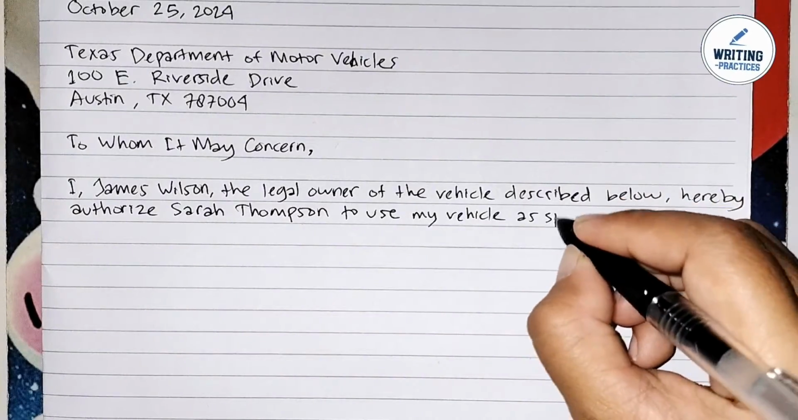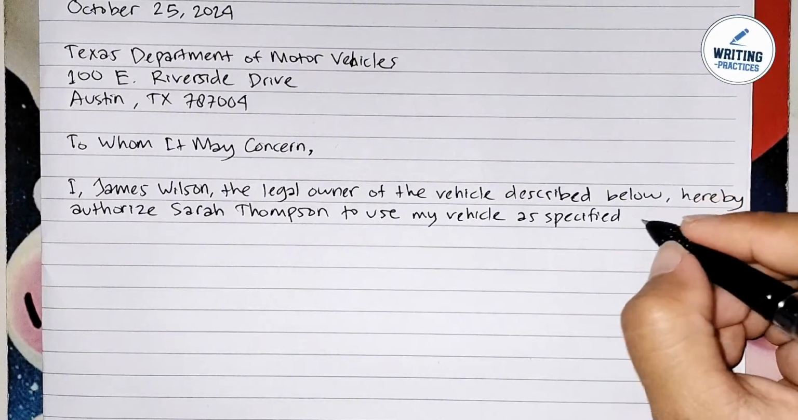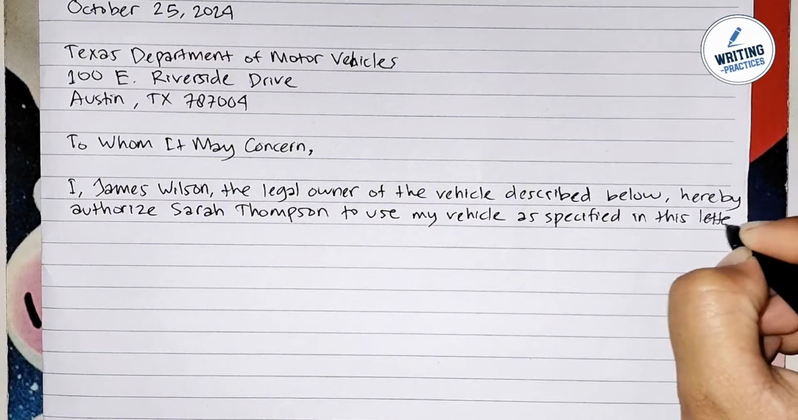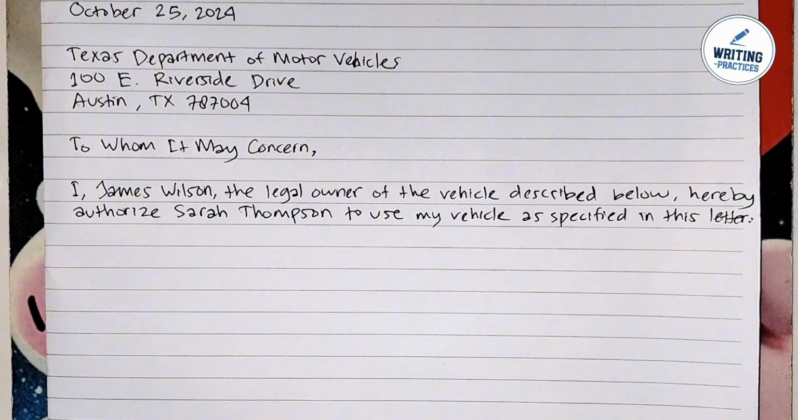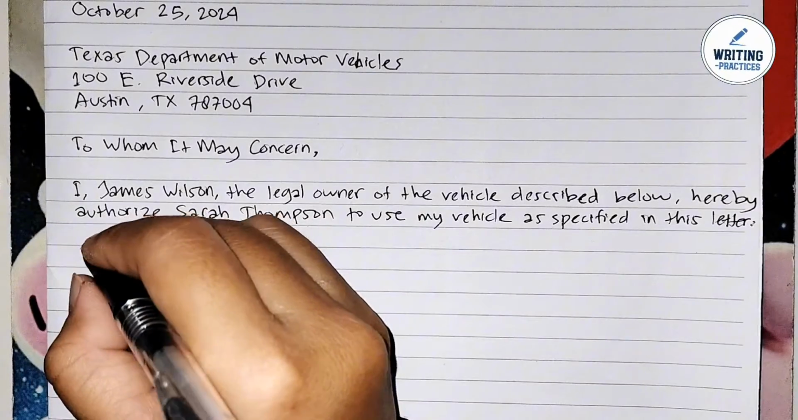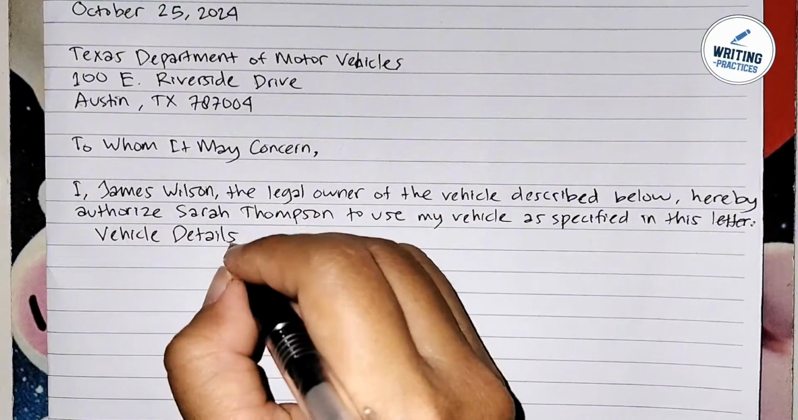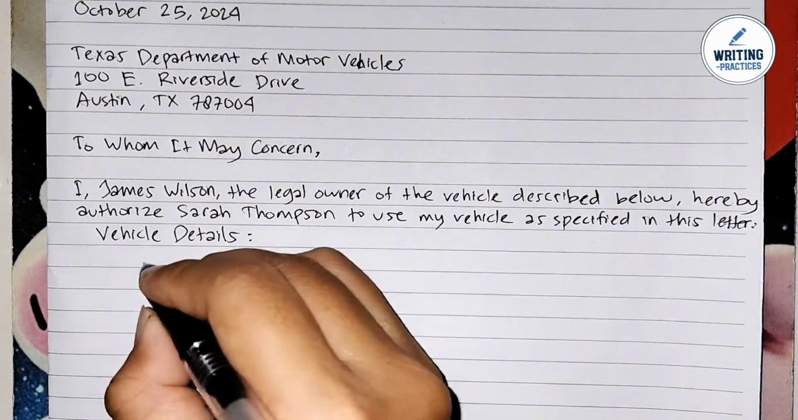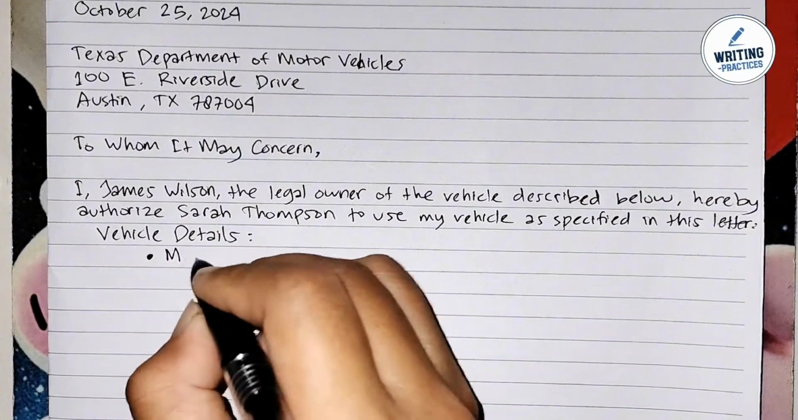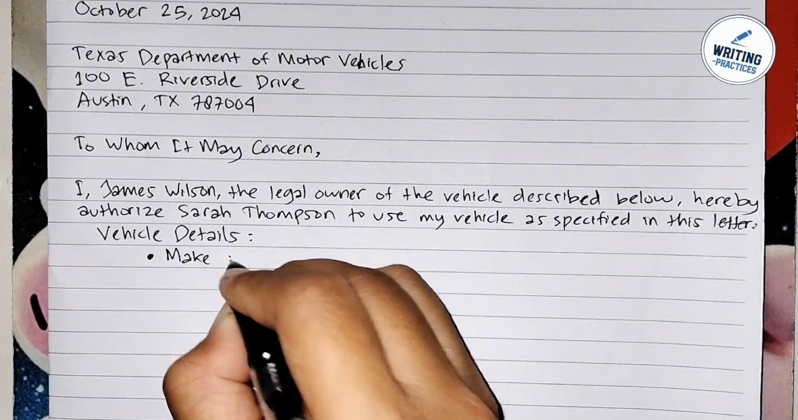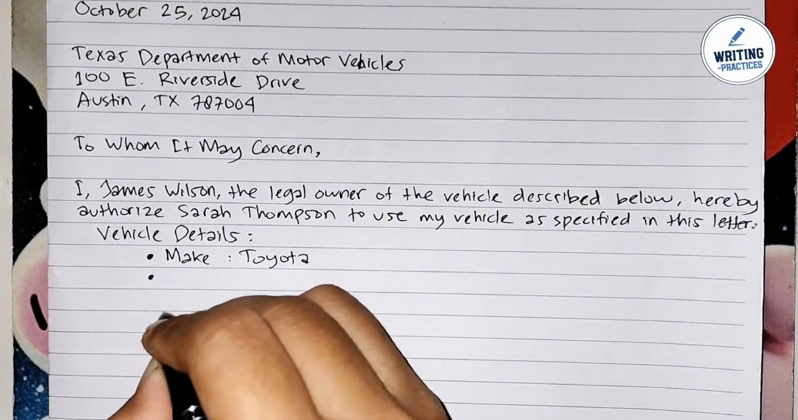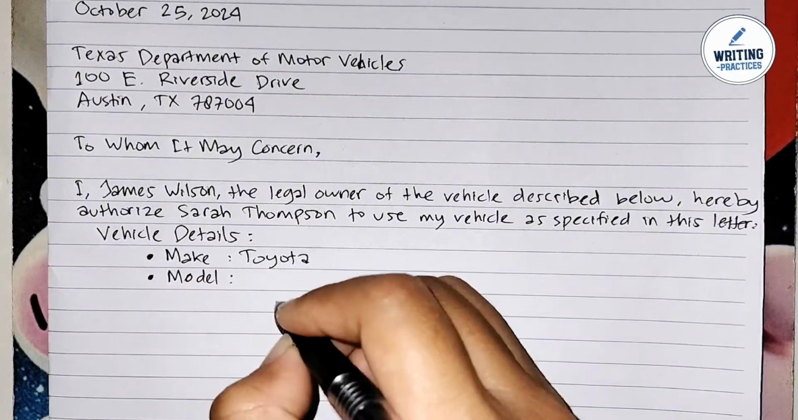After stating that, now you need to give vehicle details. There are some points that you need to write. You can write these in the bullet points. The first point is make. It is the manufacturer of the vehicle to specify the brand. The second one is model. The specific model to identify the vehicle. The third one is year. The year of manufacture, which indicates the vehicle's age. The fourth is color. The color of the vehicle for visual identification.